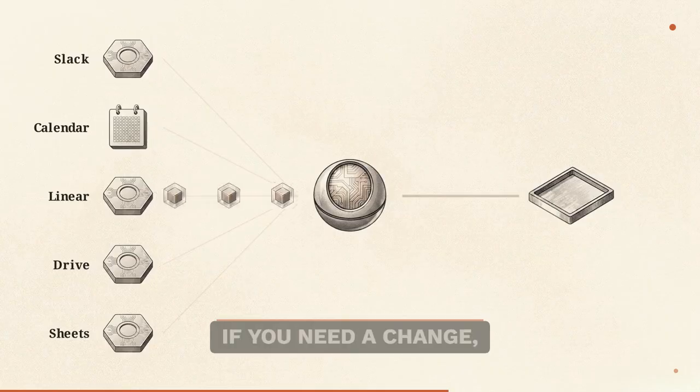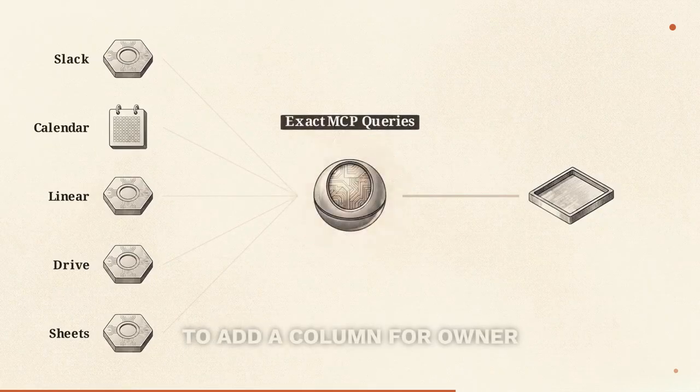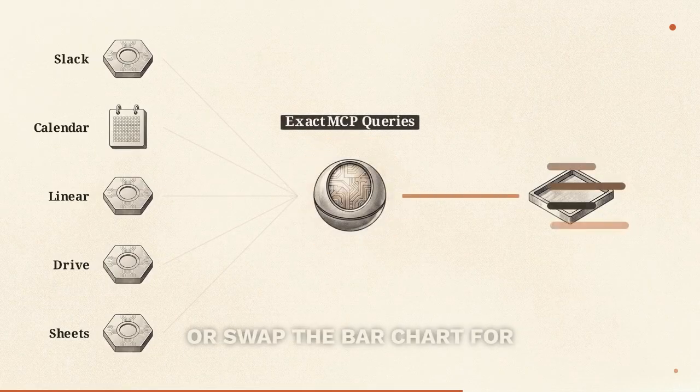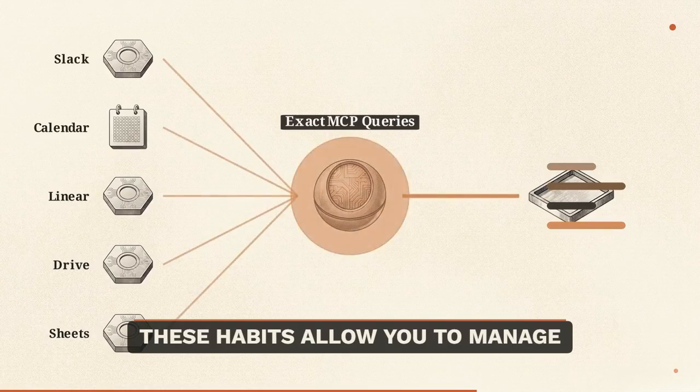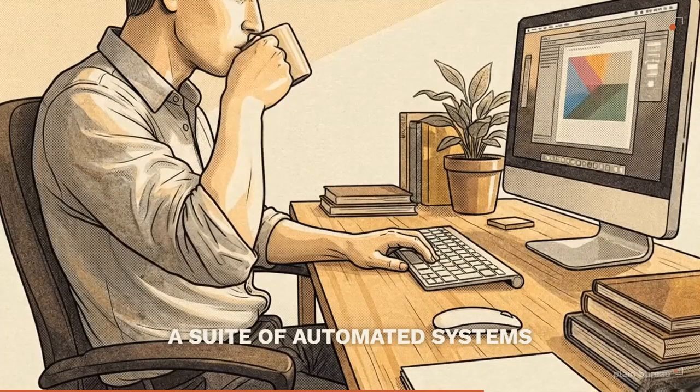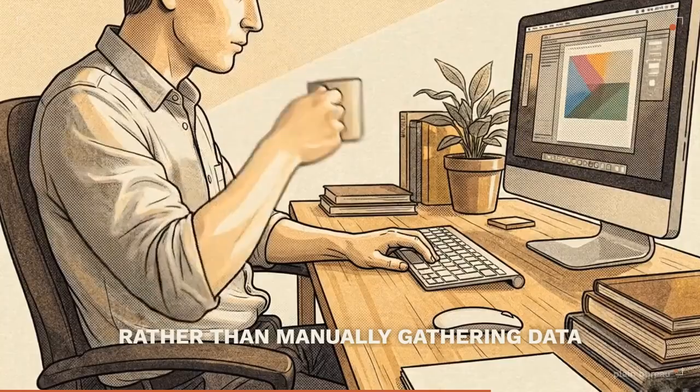If you need a change, you can tell Claude to add a column for owner or swap the bar chart for a line chart. The tool updates in place. These habits allow you to manage a suite of automated systems rather than manually gathering data every Monday morning.